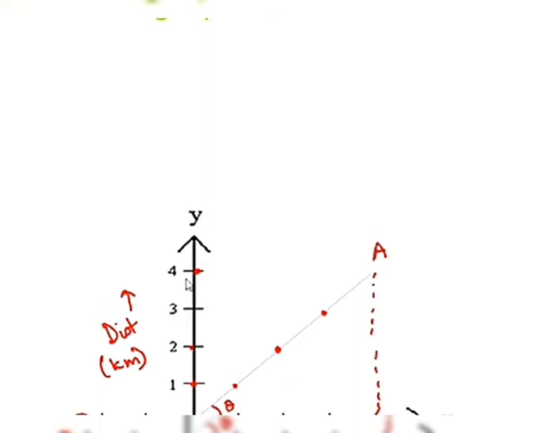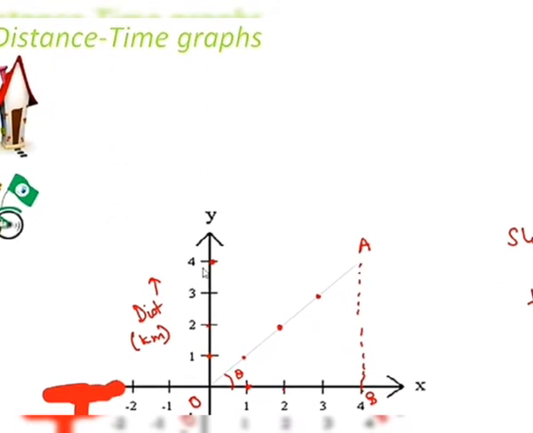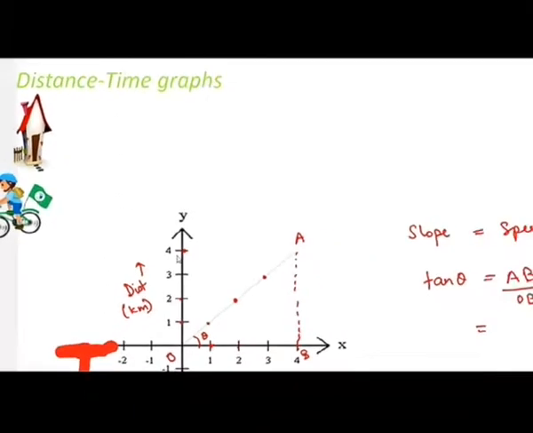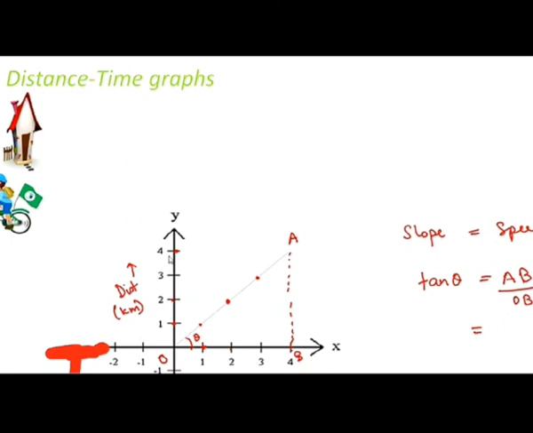when the distance increases linearly with time, that means as time increases, distance also increases proportionally. In that case, we'll get a graph like this. That means when, say, time is 1 second, distance covered will be 1 meter. Time is 2 seconds, distance covered will be 2 meters, another 1 meter. Okay, so this kind of line we get when equal distances are covered in equal intervals of time.